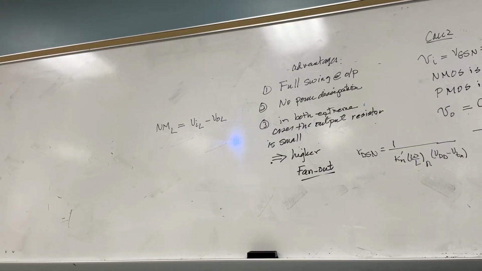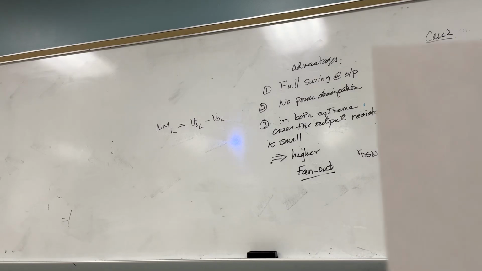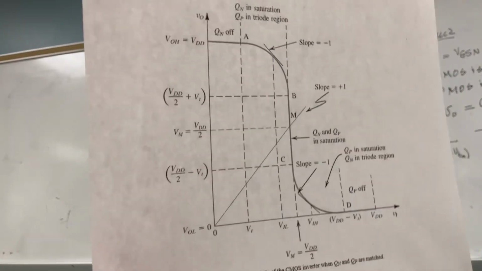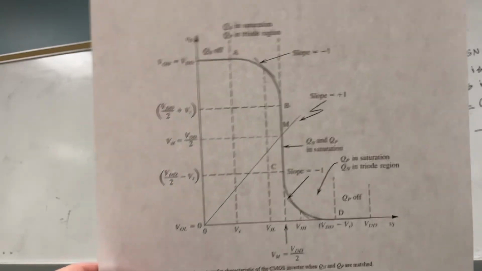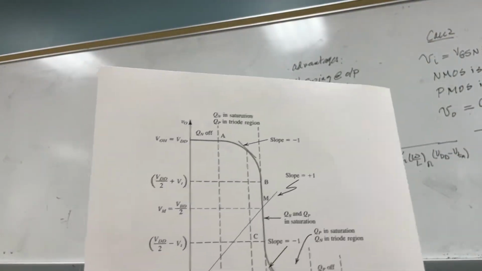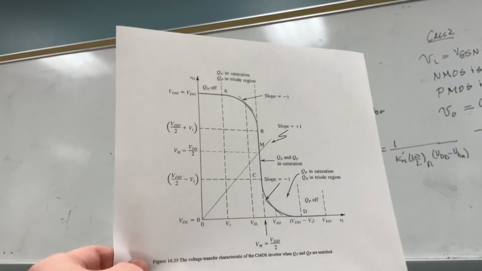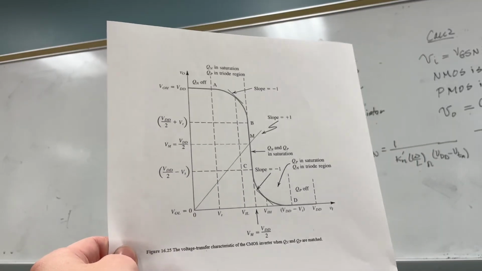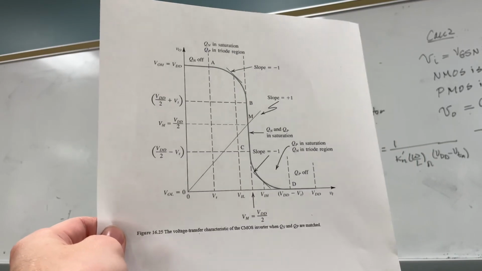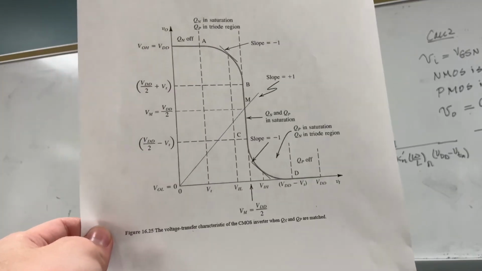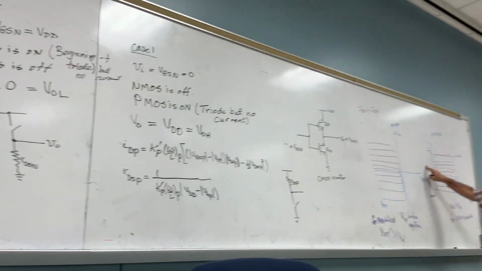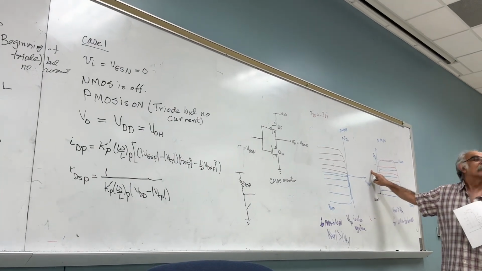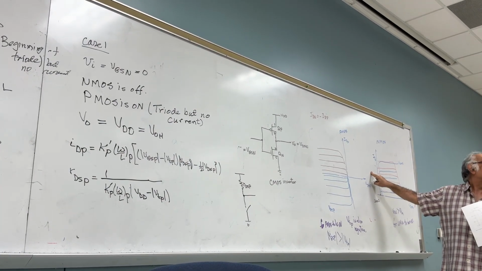Where is it? Show it to me here in the diagram. Remember, what is this? That's the VTC. What is the axis? Don't look at my face. That's why I make copies for you. What is the x-axis? The input, and the output is the output. This is called VTC. This is called the IV characteristic. Clear?